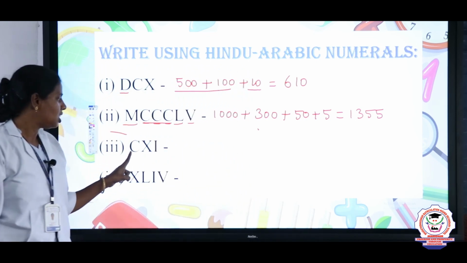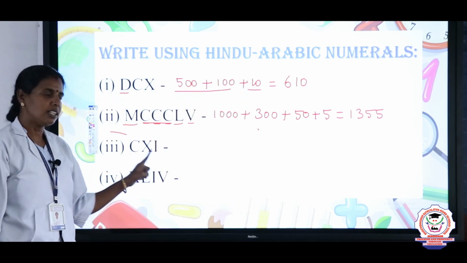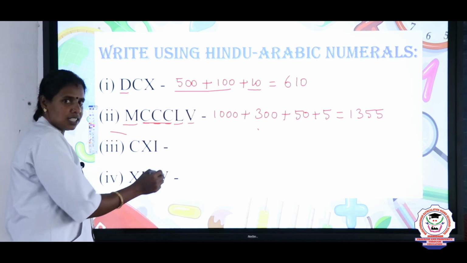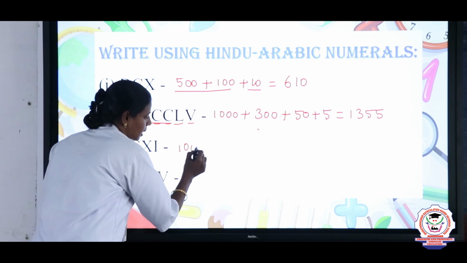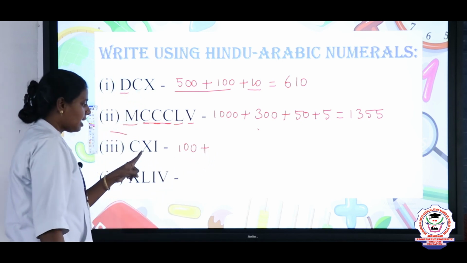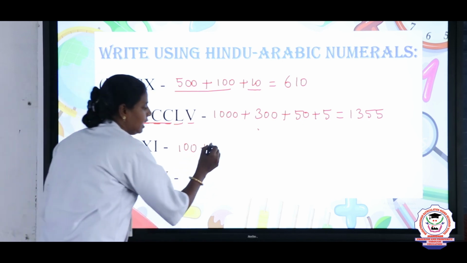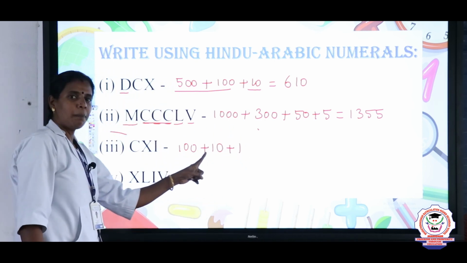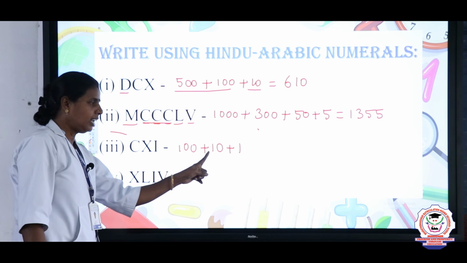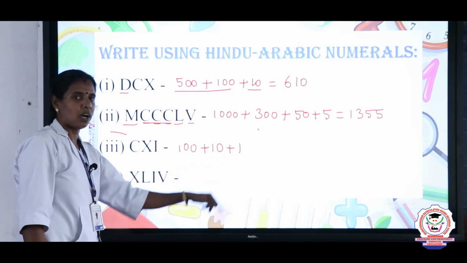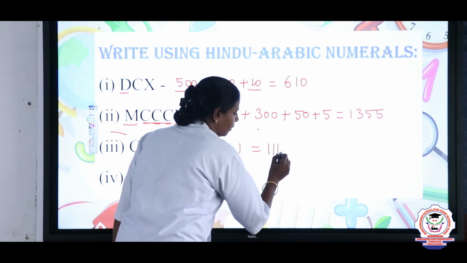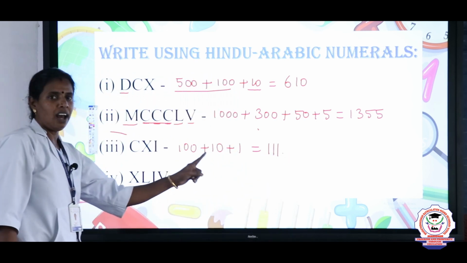Tell me the answer for this. CXI. C stands for, what is the value of C here? C is 100 plus X stands for 10 and then plus 1. So 100 plus 10 is 110. 110 plus 1 is 111. Is it clear how to write the answer?